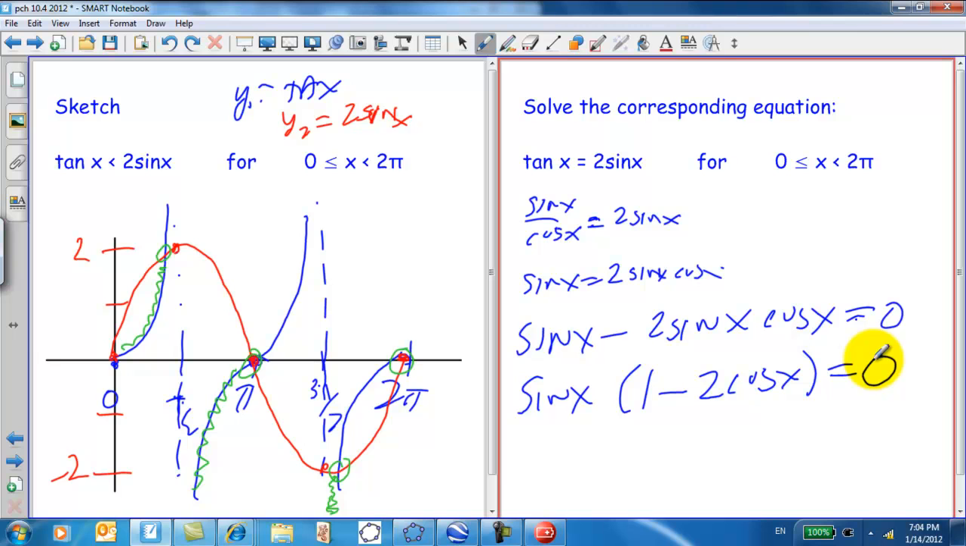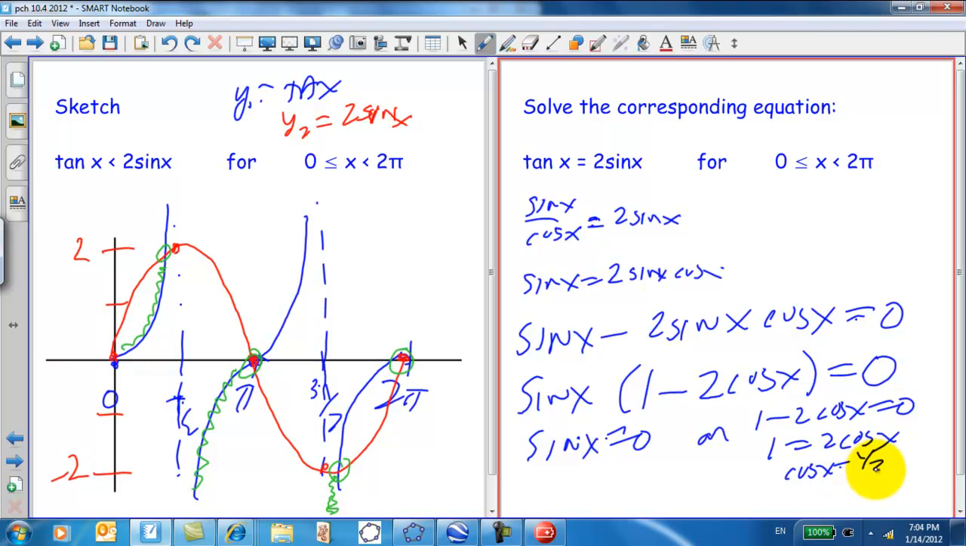So this will happen when sine x equals 0, or when 1 minus 2 cosine x equals 0, that's 1 equals 2 cosine x, that's cosine x equals a half. Well, the sine x is 0 at 0 and pi. And sure enough, those are some of our intersections, also at 2 pi. We also have the cosine of x equaling a half at pi over 3 and 5 pi over 3.